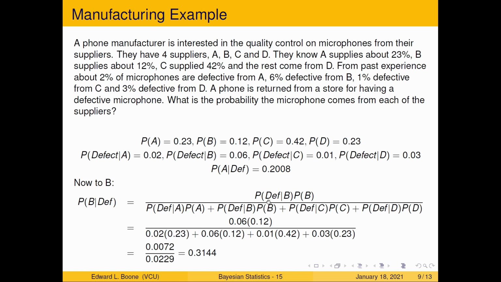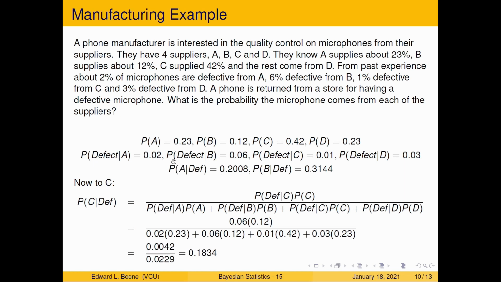All right, so moving on here, B. Now I have the probability defective given B times the probability of B. Sorry I shortened the defective down here, otherwise it would fall off the page, but I'm just trying to keep it readable at the moment. If you notice, the denominator is exactly the same, and I just pull out the second piece and move it to the top. I get 0.0072 over 0.0229, which comes out to 0.3144. That is very different than what I would originally have thought, because I know that about 12% come from B. If I didn't know any better about this other information, that would have been my guess.